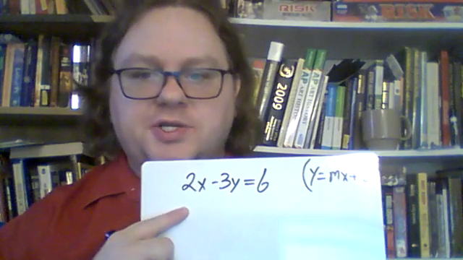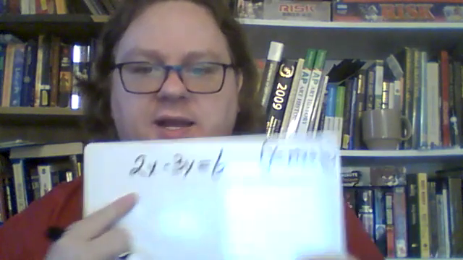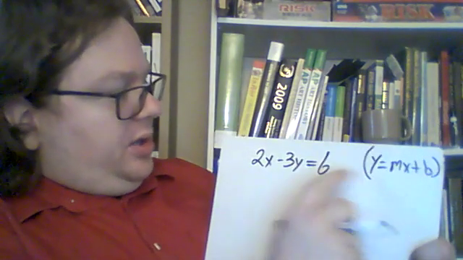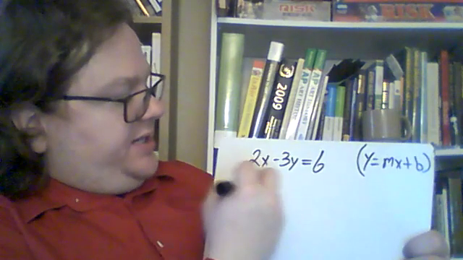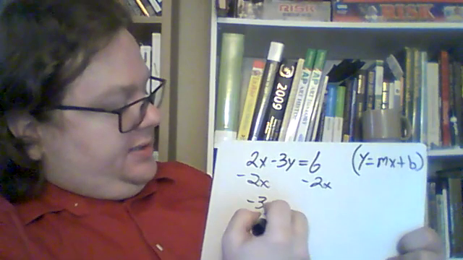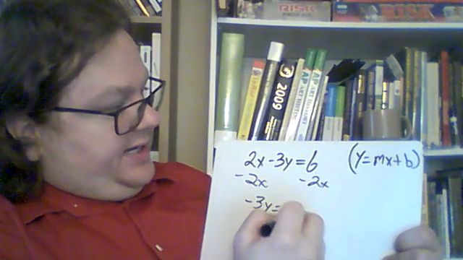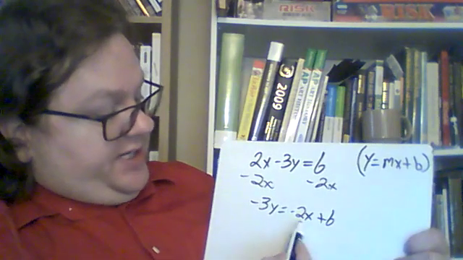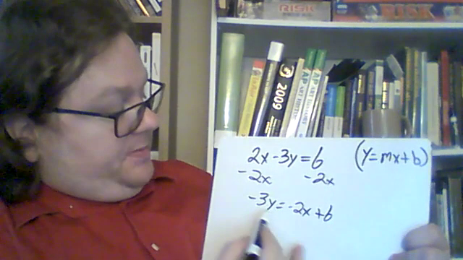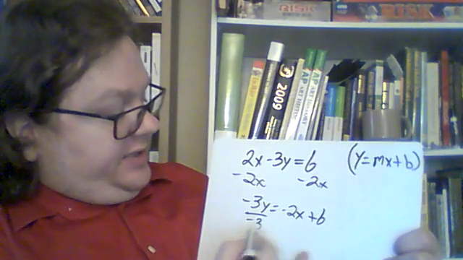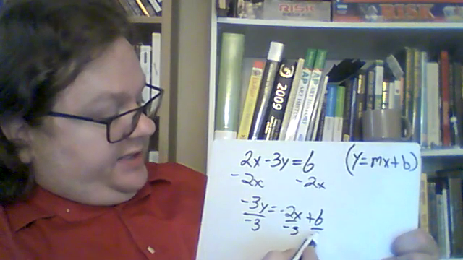Next, they give us an equation in standard form and ask us to convert it into slope-intercept form. So what we do is we need to get the y alone on the left side. So we're going to subtract 2x, subtract 2x. We've got -3y equals -2x plus 6. We're close. We've got the mx plus b. But this y is still being multiplied by a -3. So we've got to divide by -3.